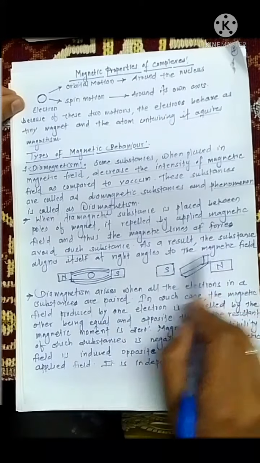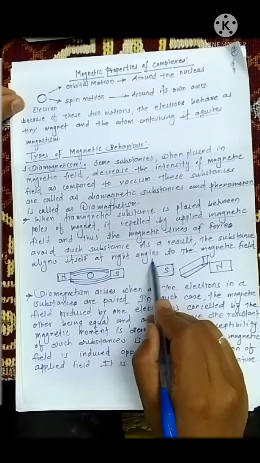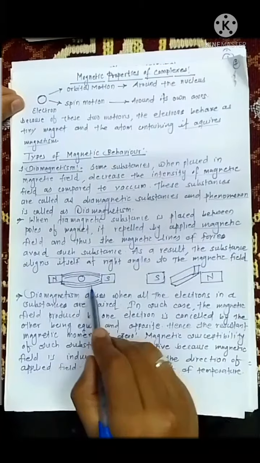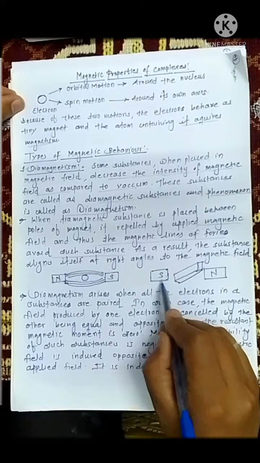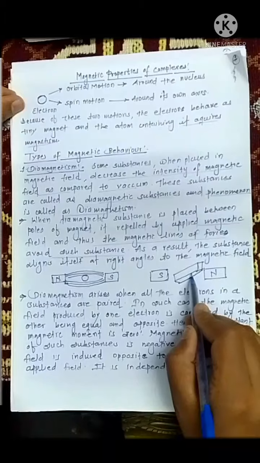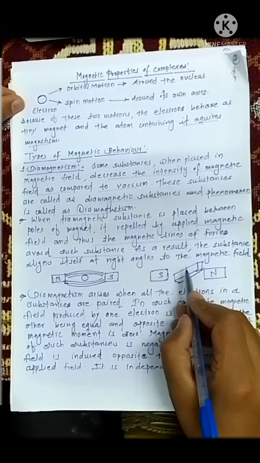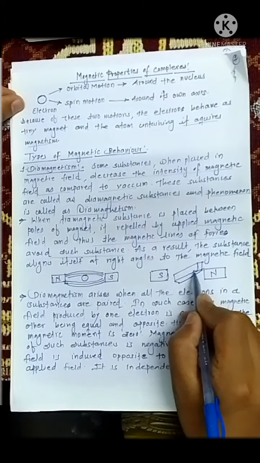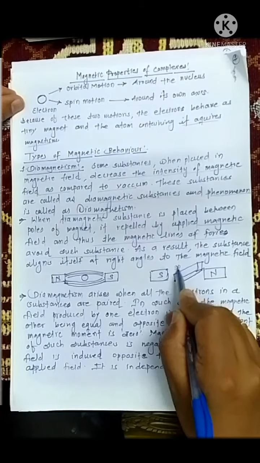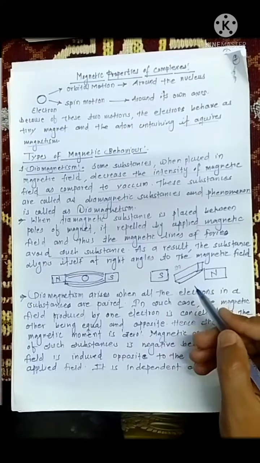As a result, the substance aligns itself at a right angle to the magnetic field. When this substance is placed between the two magnetic poles, it is in a right angle position. That is, this substance makes a 90-degree angle with the poles of the magnet.